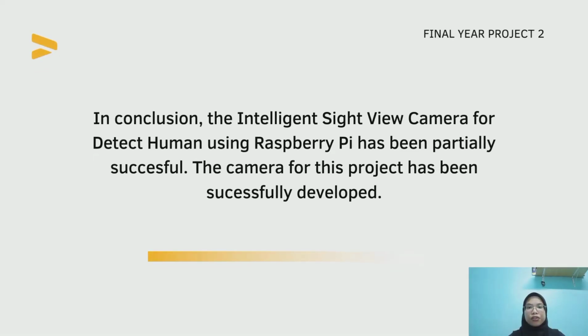For the conclusion, the Intelligent Side View camera for detecting humans using the Raspberry Pi has been partially successfully simulated. Luckily, the objectives of the project stated earlier have been successfully achieved. During our final year project, we learned a lot of things and gained a lot of engineering knowledge through the duration of building this project. We also learned a lot of ways of troubleshooting while doing this project.